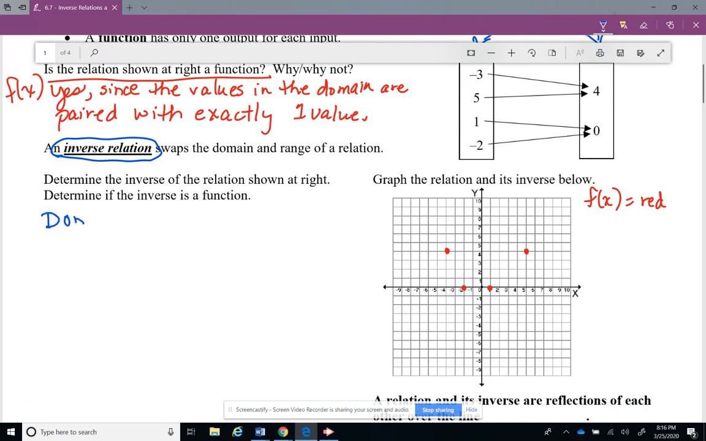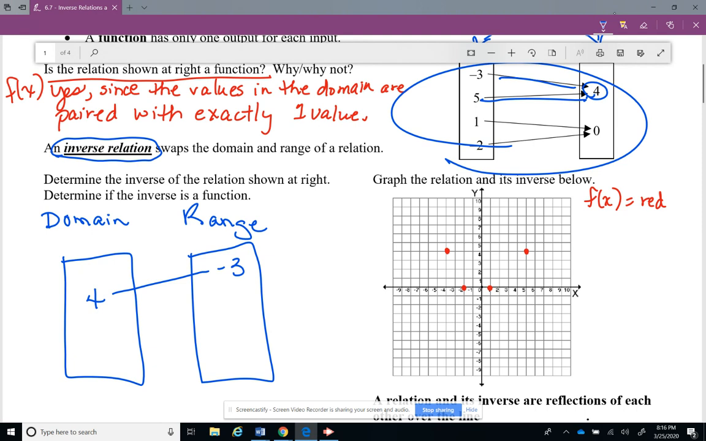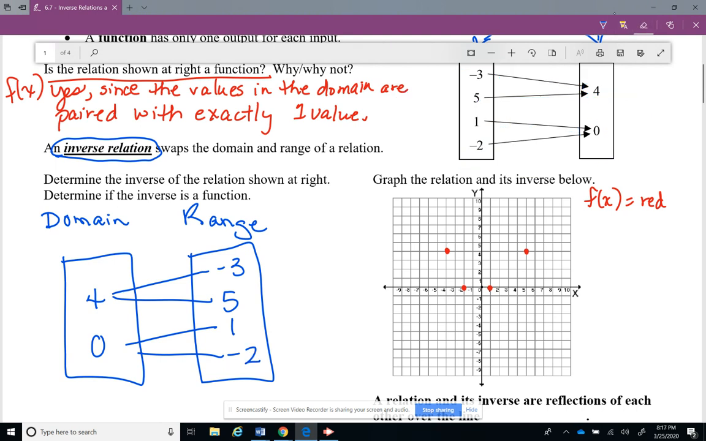So write domain on the left, range on the right, and we're going to do a mapping diagram like we just did up there. So a box on the left, a box on the right. So I'm going to do 4, -3, and then the 4 will also be matching with the 5. So remember, we're just swapping them out. So my 0 that was a y value is now an x value. And the 0 is going to be matched with 1 and -2. All right, this is our inverse relation. And all we did was swap the domain and range.